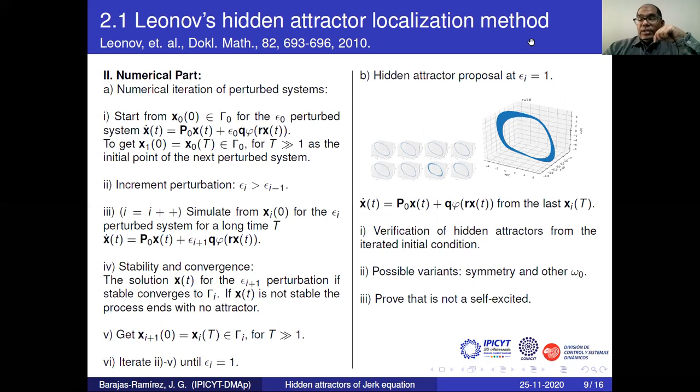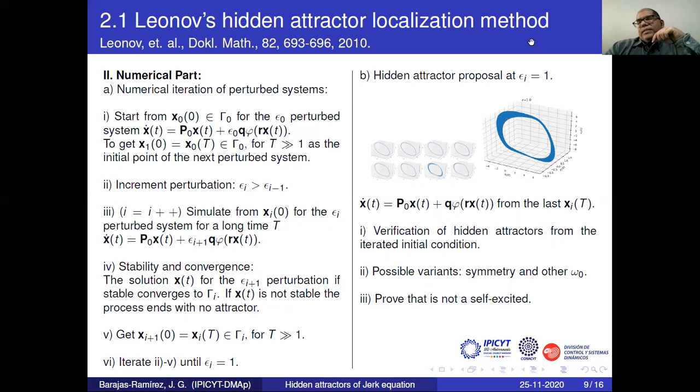As you increment the perturbation, numerically you try to identify the location of the oscillations, and if the oscillations do not become unstable or disappear, then when you arrive at perturbation equal to one, you can say that this is an attractor of the original system. Then you have to verify if there are possible variants.